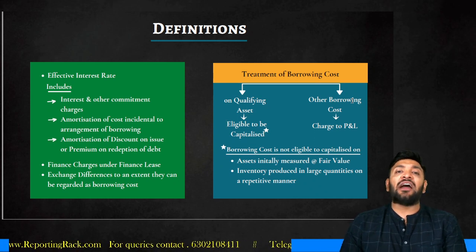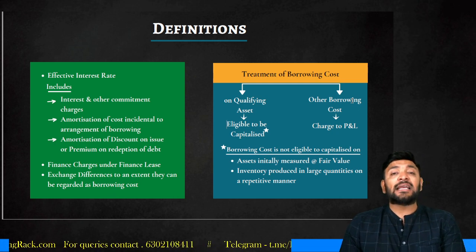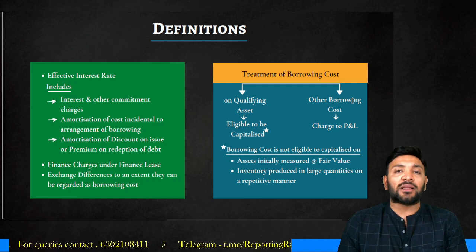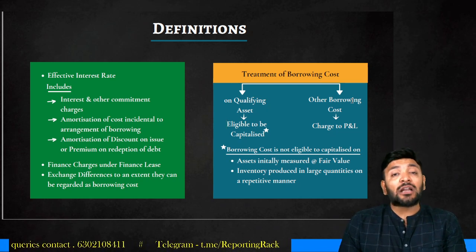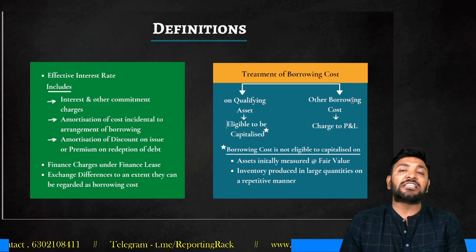So logically, I've taken the interpretation from Accounting Standard Interpretation 1, which says substantial period of time is any period greater than 12 months. However, a period shorter than 12 months can also be considered a substantial period if there are sufficient facts of the case.